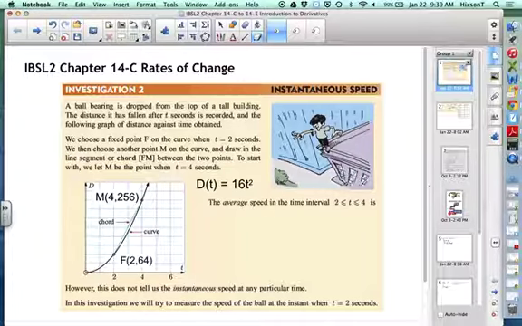But what we can do in this case is we can actually look at an average speed over an interval. Okay? Now, if I've fallen 64 feet at 2 seconds and 256 feet after 4 seconds, how would I figure out the average speed in that time interval?